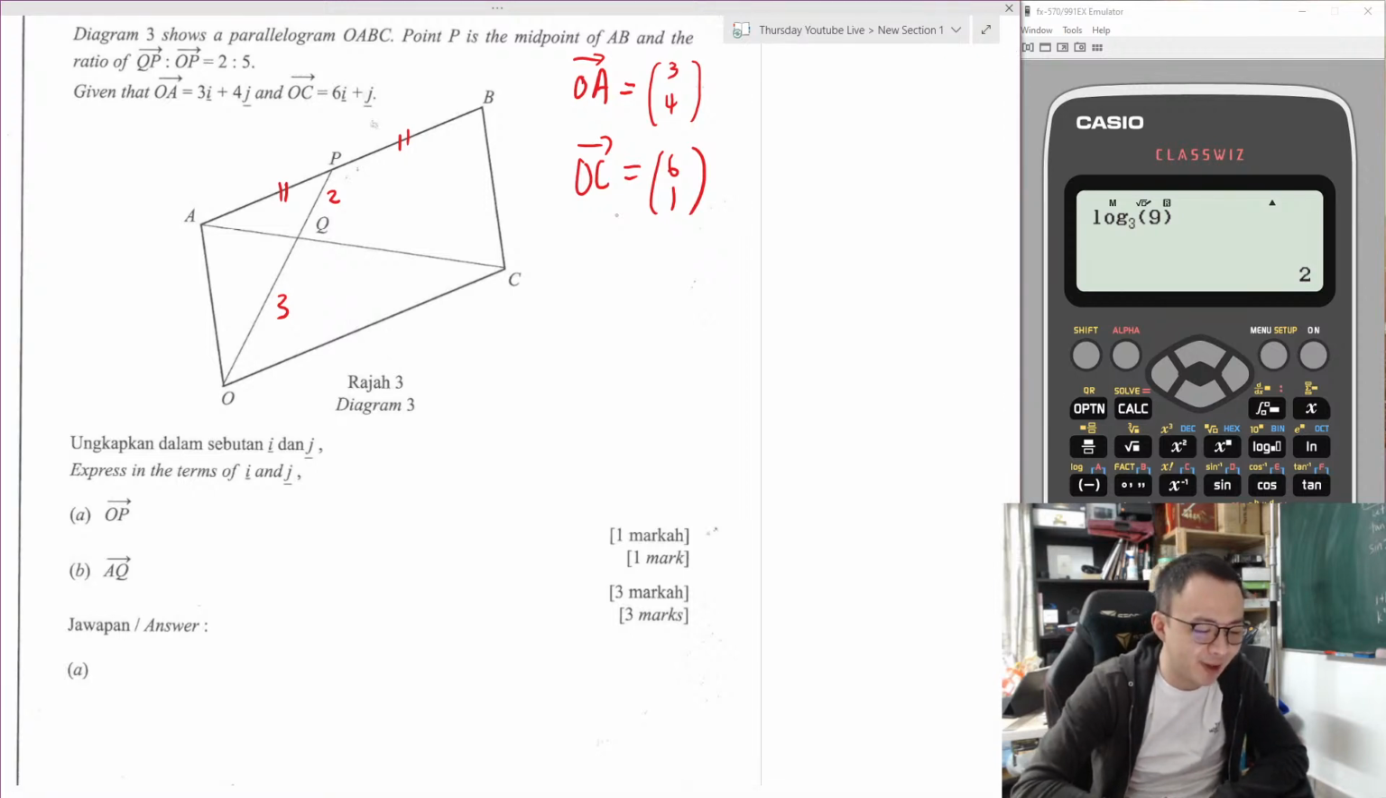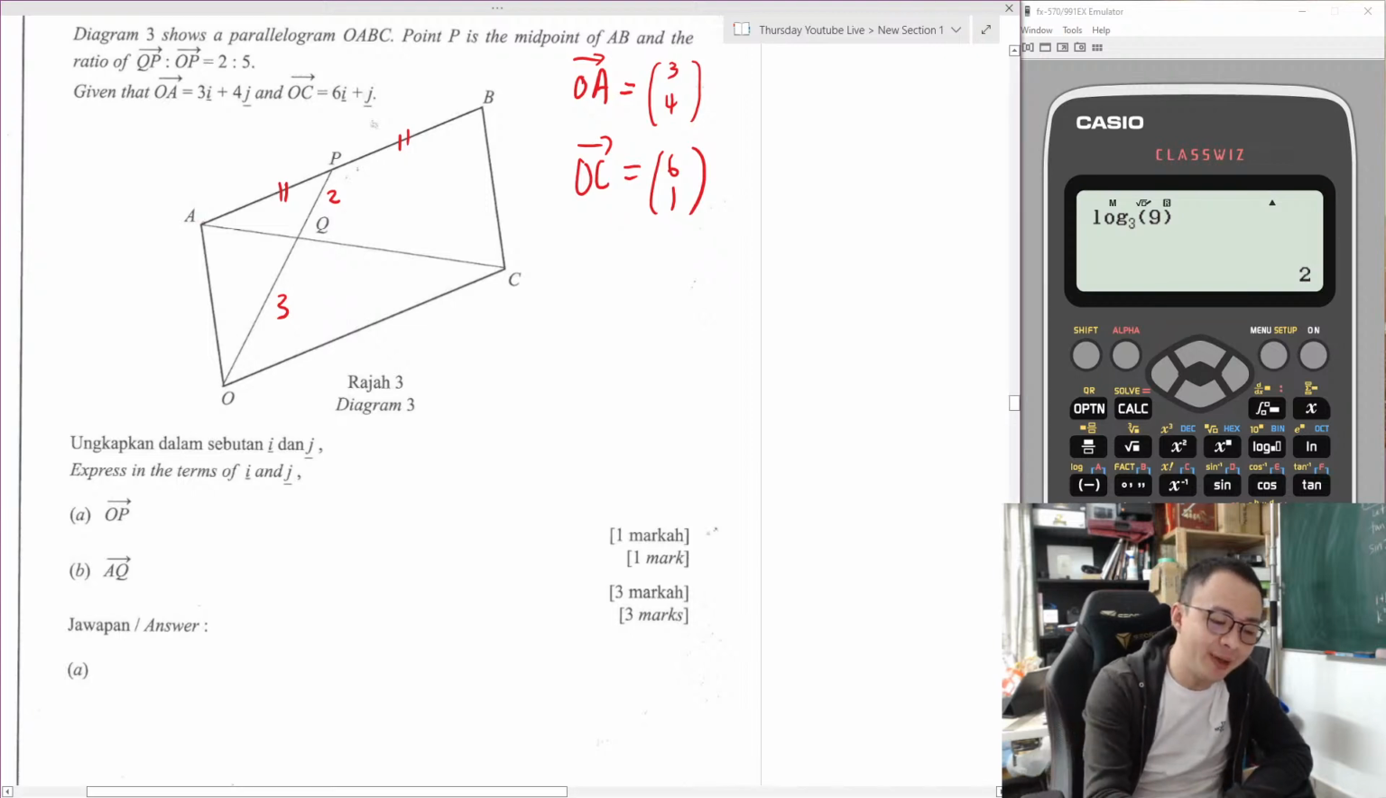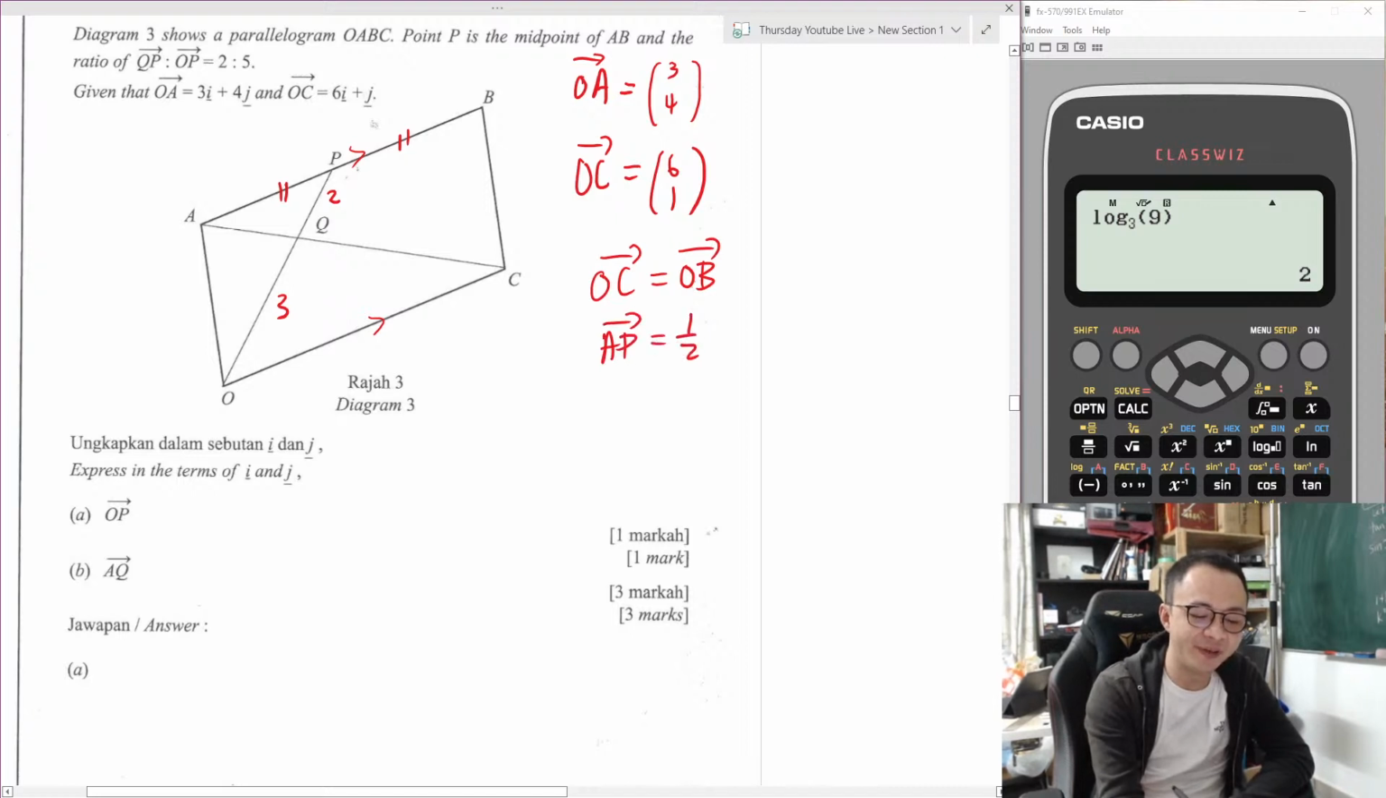Alright, so they asked us to find OP. I have OA, then I have OC. Because this is parallelogram, both are parallel, then OC will be the same as OB. Since OC is the same as OB, then I can say AP will be half of the OC, isn't it? So it will be 3 and 0.5. Never mind, step by step. I straight away wrote the answer. Some students ask, sir, how do you get 0.5? Okay, now you know how I get 0.5.